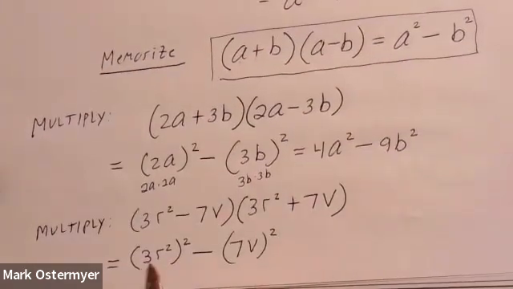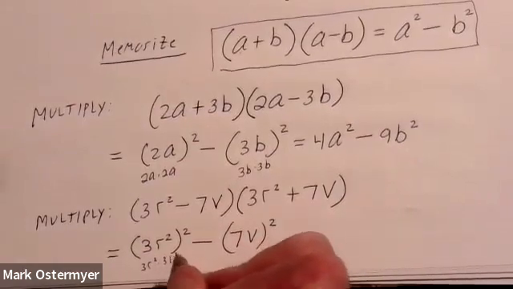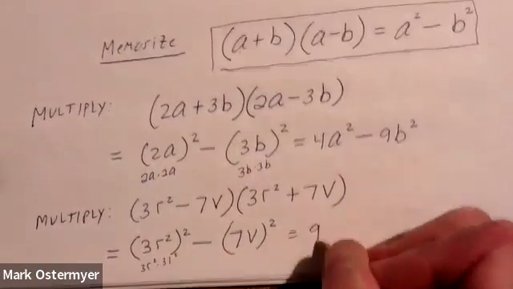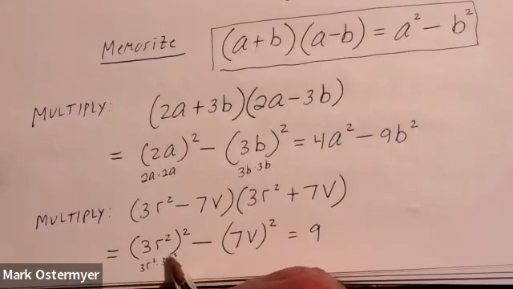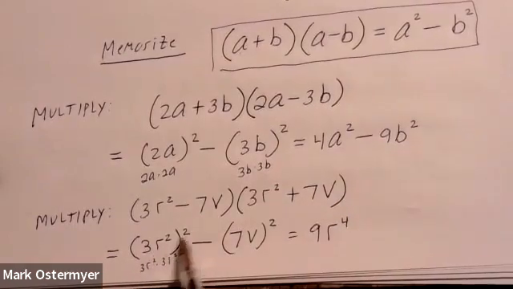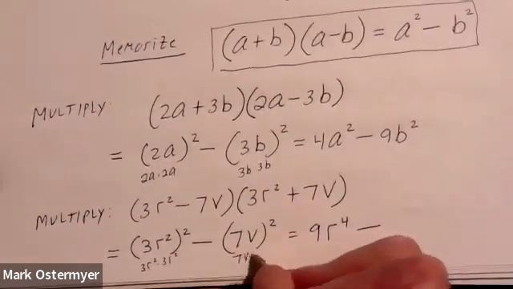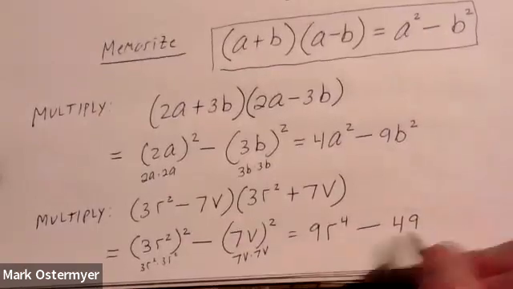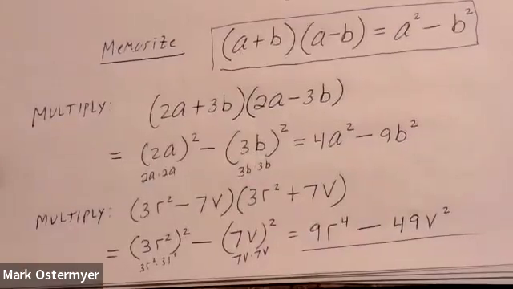So therefore, what is 3r squared squared? Well, this is 3r squared times 3r squared, and 3 times 3 is 9. And when you raise a power to a power, you multiply these exponents. r squared times r squared is r to the 2 times 2 power, or r to the 4th power. So 3r squared times 3r squared is 9r to the 4th power, minus 7v squared, which is 7v times 7v, giving us 49v squared. That's your answer. That would be the product of both conjugate binomials.